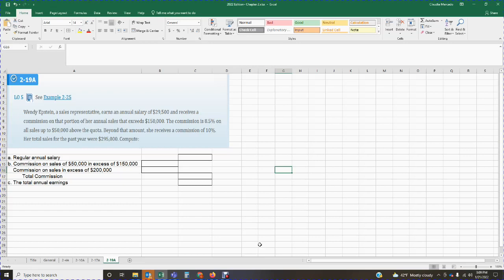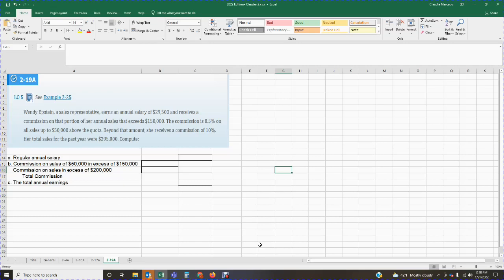So the first thing they're asking us to figure out is the regular annual salary. We then have to calculate the commission, and we have two brackets for commission. The first bracket is the 8.5% bracket. That's anything between $150,000 to $200,000, and then anything above $200,000 gets paid 10%. Okay, and then once we calculate that, we can calculate the total annual earnings.